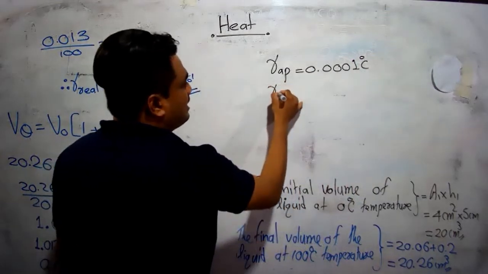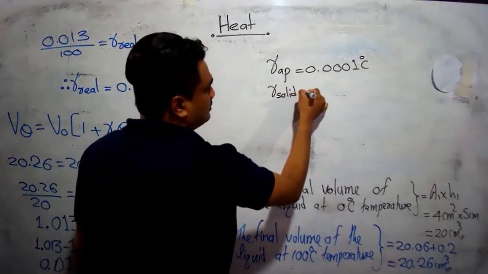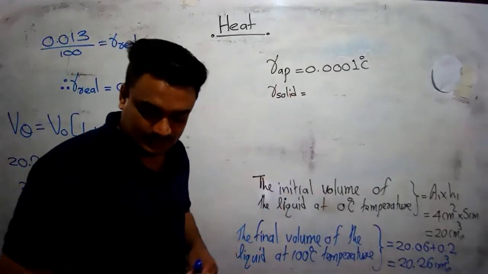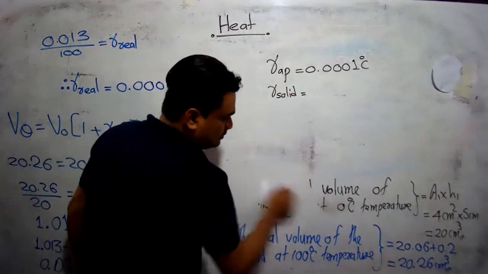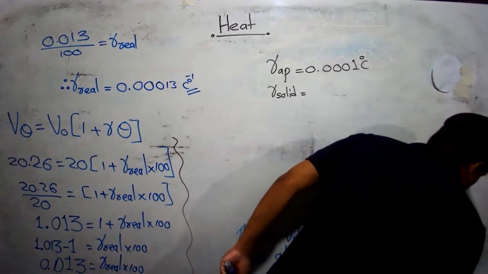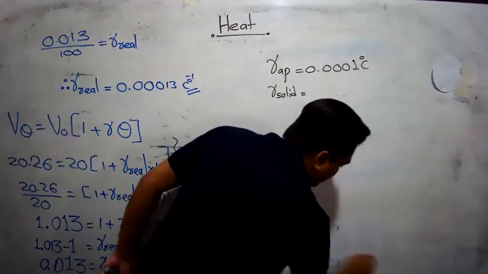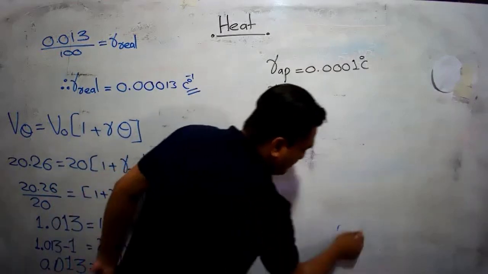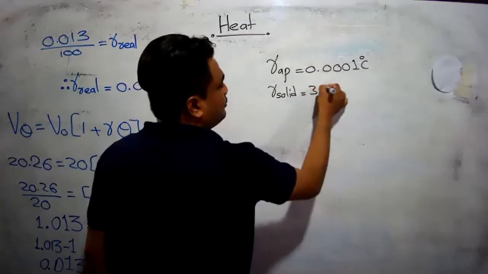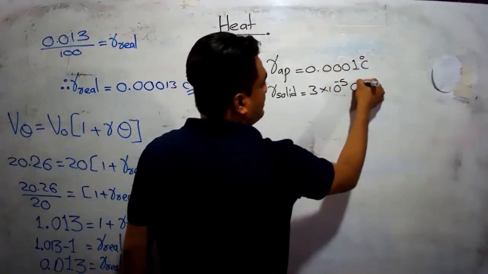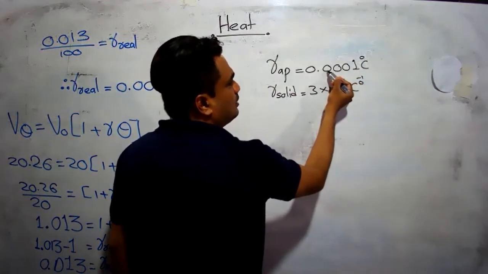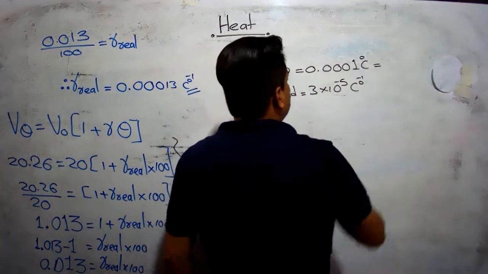Then what is the gamma solid? The coefficient of volume expansion of the solid vessel is given here. Somebody please tell me. 3 into 10 to the power minus 5 per degree Celsius. So here how many zeros? 1, 2, 3, 4.